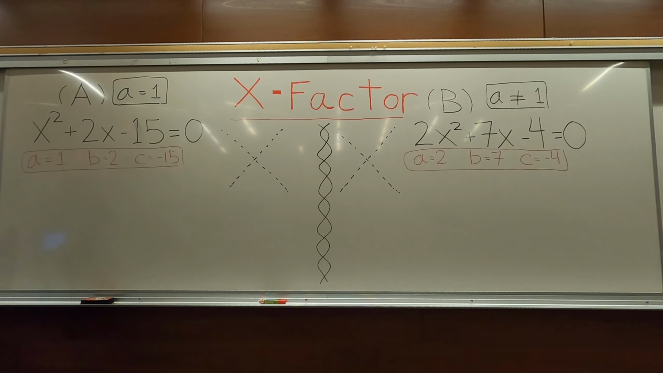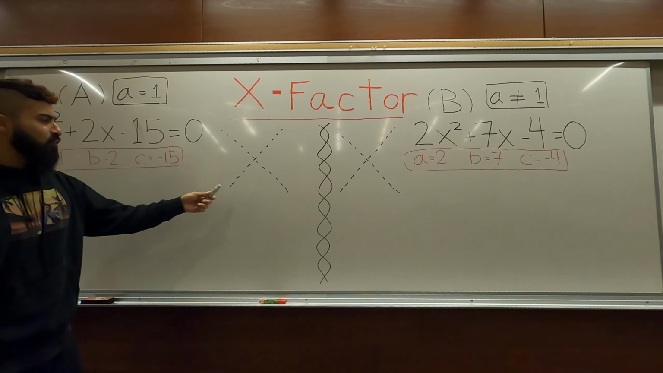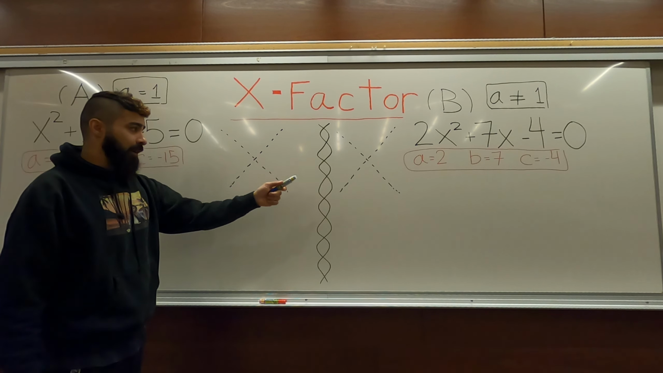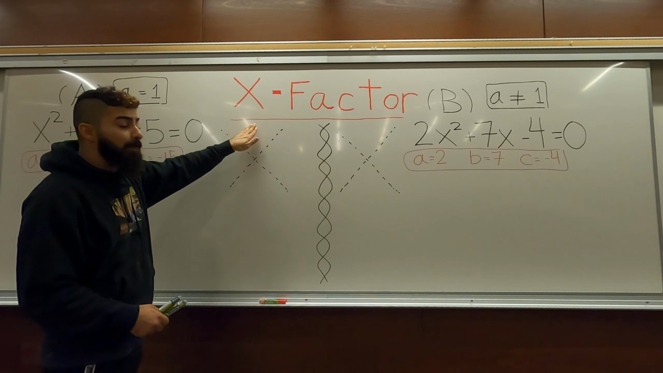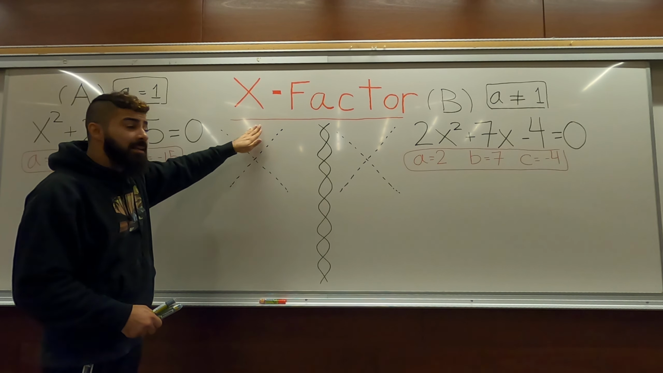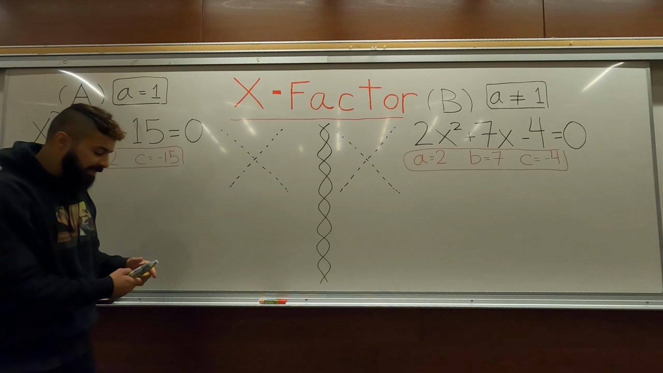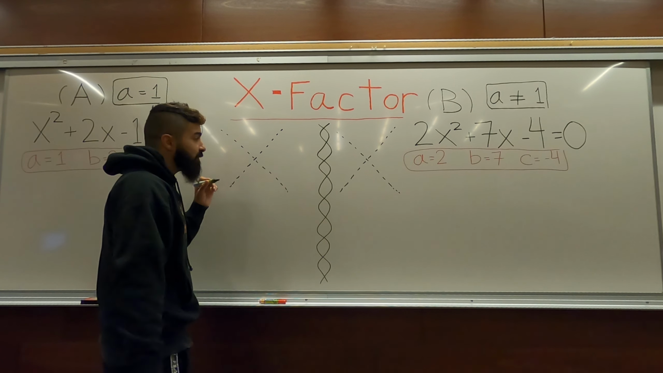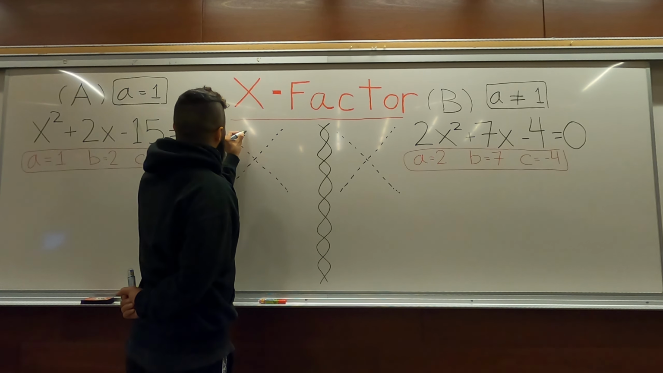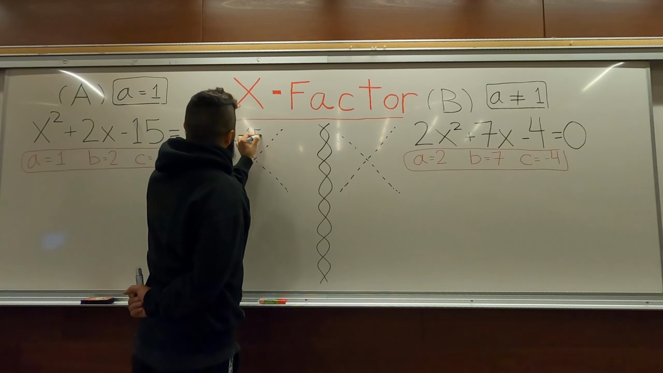All right, example A. x squared plus 2x minus 15 equals 0. So you're going to want to draw a little x. I have my x drawn out right here. In the top is going to be A times C. My A is 1. My C is negative 15. 1 times negative 15 is negative 15. Okay?